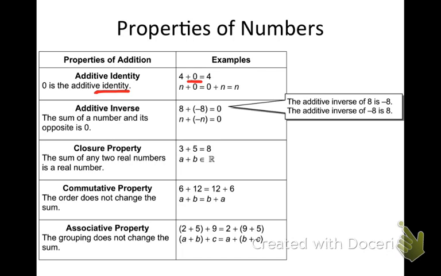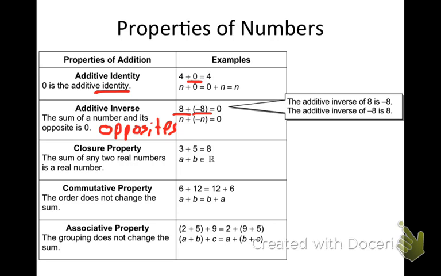Next is the inverse property of addition, or the additive inverse property. The sum of a number and its opposite is 0. So the additive inverse, they are the opposites. Additive inverse is also considered the opposites. Okay, so 8 plus negative 8 is 0. If I were to say 7, what's the additive inverse going to be? Negative 7. 7 plus negative 7 is 0.